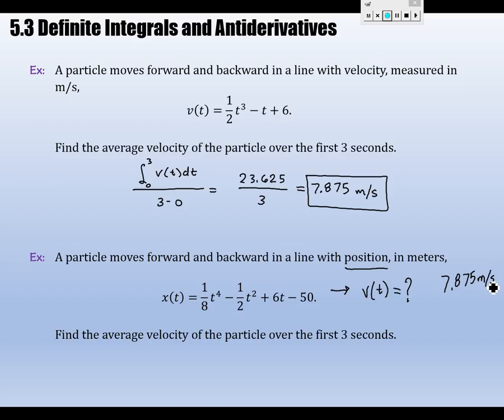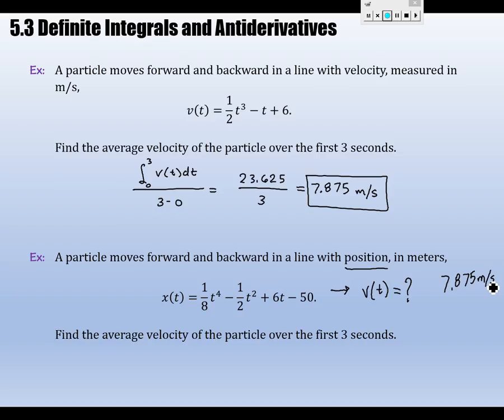But let me remind you of something. You, along with an Algebra 1 student, knew how to do this problem before today. Read it again and think about how you would have approached that if you had never taken calculus. How would you have done it? You plug in 0 and 3, right, into this function.